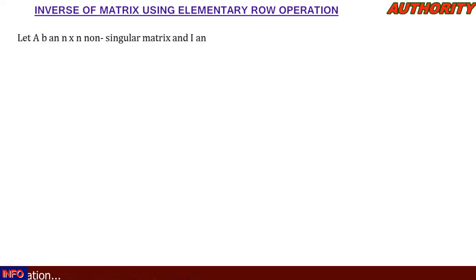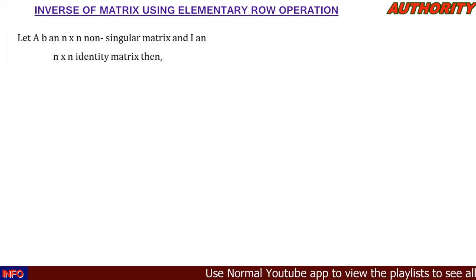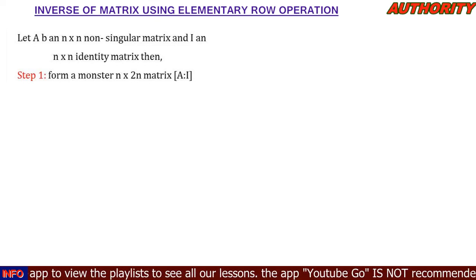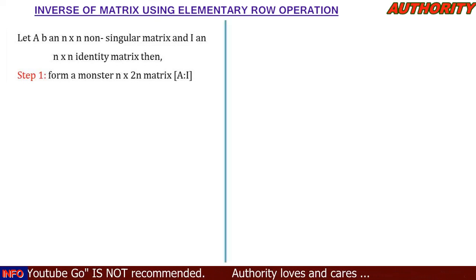Let A be an n by n non-singular matrix and I an n by n identity matrix. Then the steps include: number one, we are going to form a monster matrix, an n by 2n matrix. That is, you have your A, then you can use a dot or a line to demarcate your identity matrix. But this is one matrix, we call it the monster matrix.